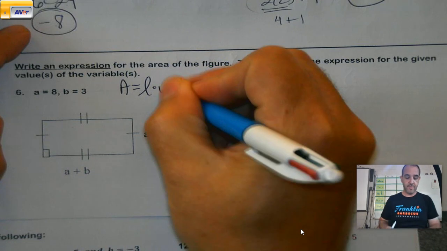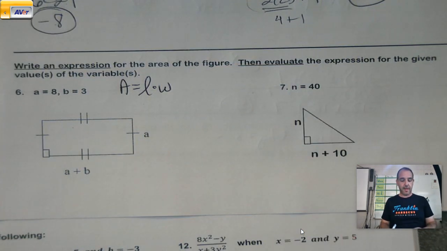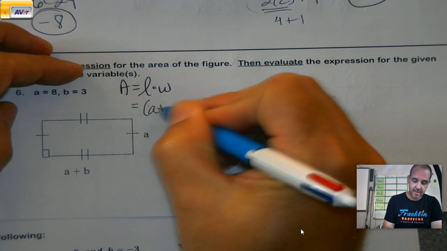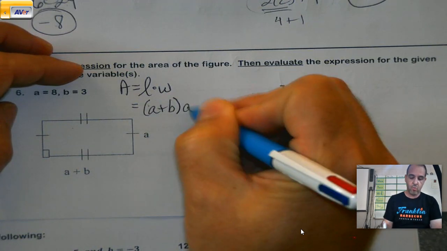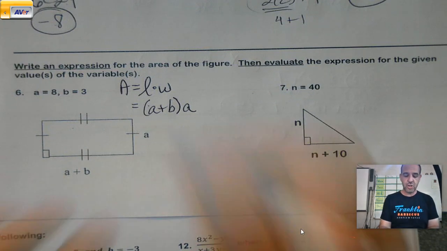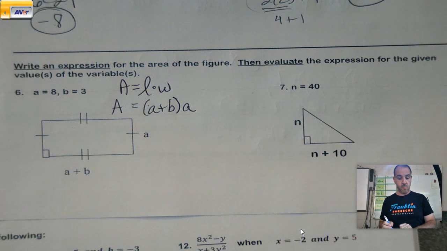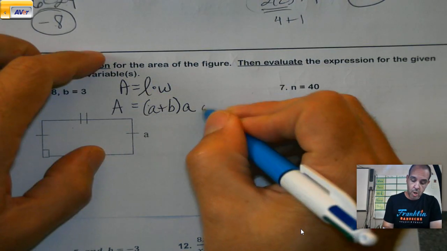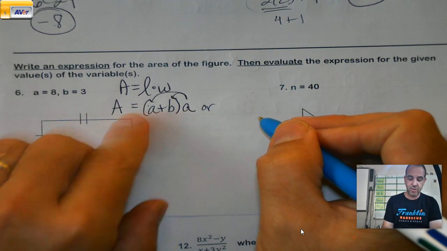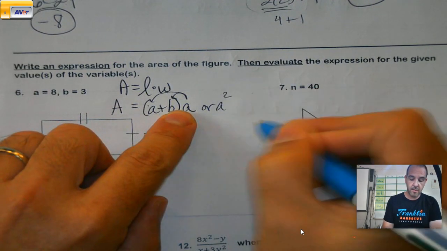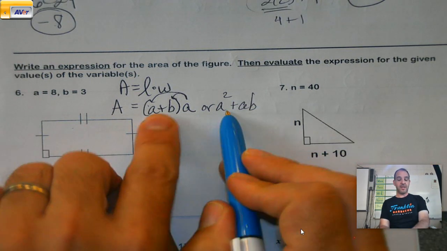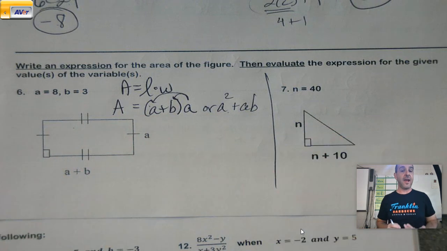Length times width. Okay, so what does that mean? That means our area is length times width. Now, you can choose to leave it this way, or you could go ahead and distribute the a through. A times a, 2a's is a squared, plus a times b is ab. Either of these are an acceptable form of the area of the figure.